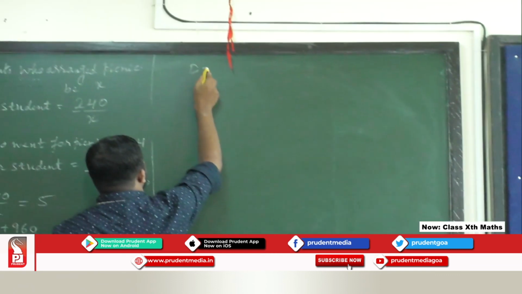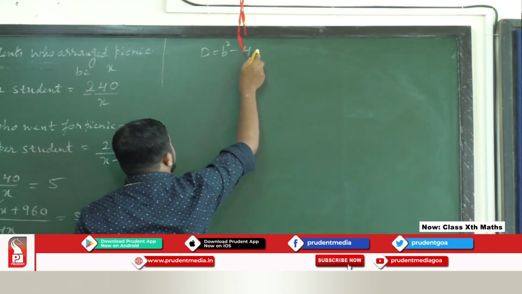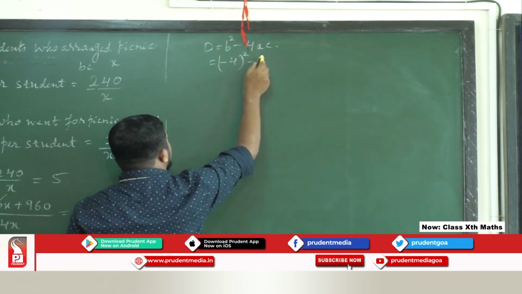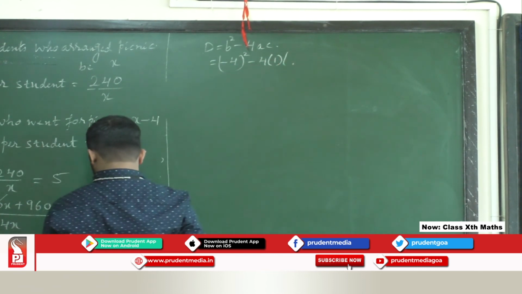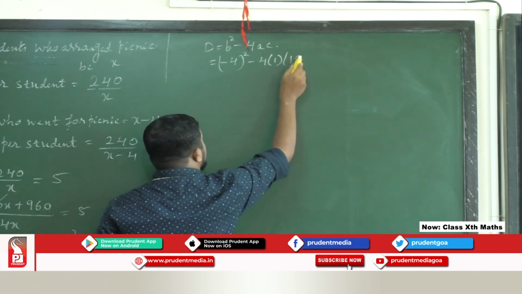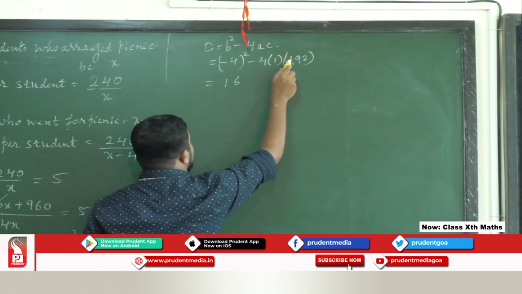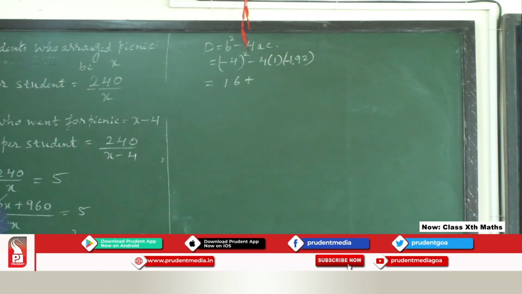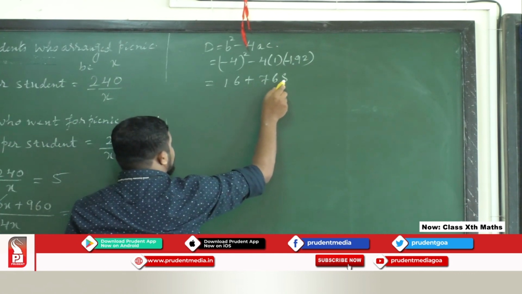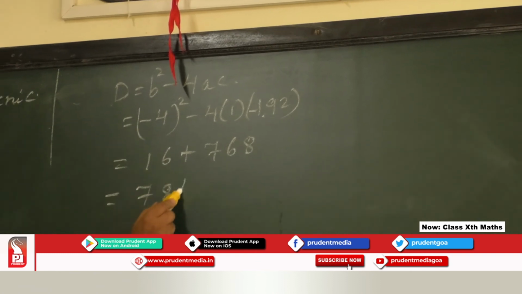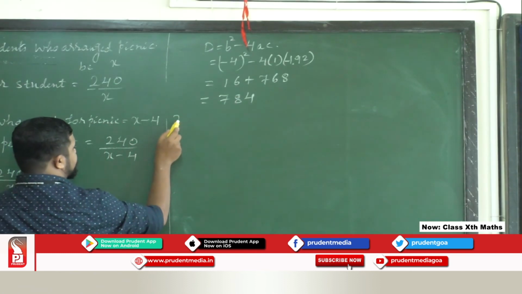Okay. So D equal to b square minus 4ac. So b is minus 4, c is minus 192. So 16, this is minus 192, so minus into minus plus 192 fours, which will give you 768. Okay, so let us add now, 768 plus 16 will give you 784. Again 784 is a perfect square.